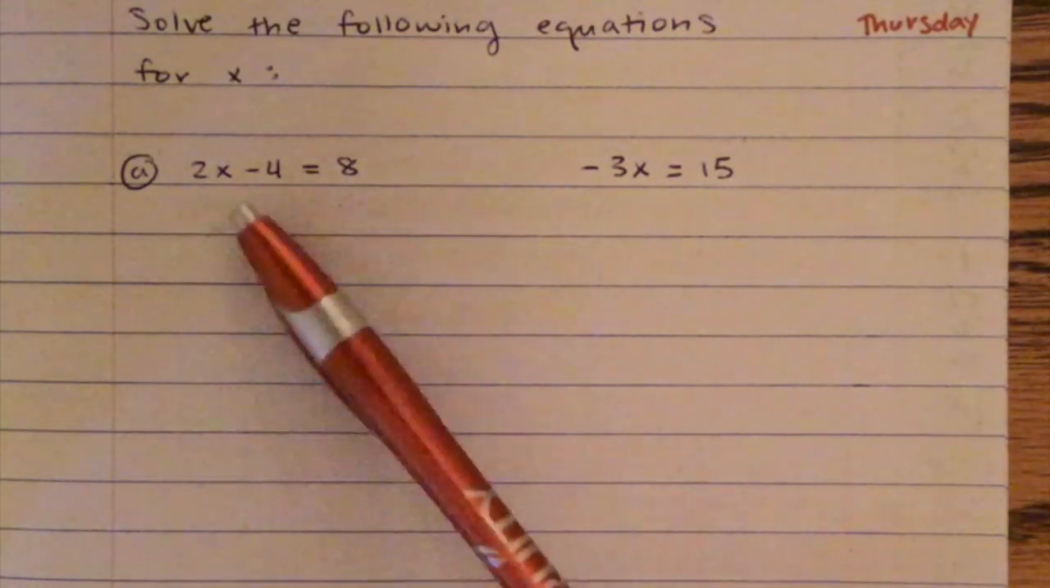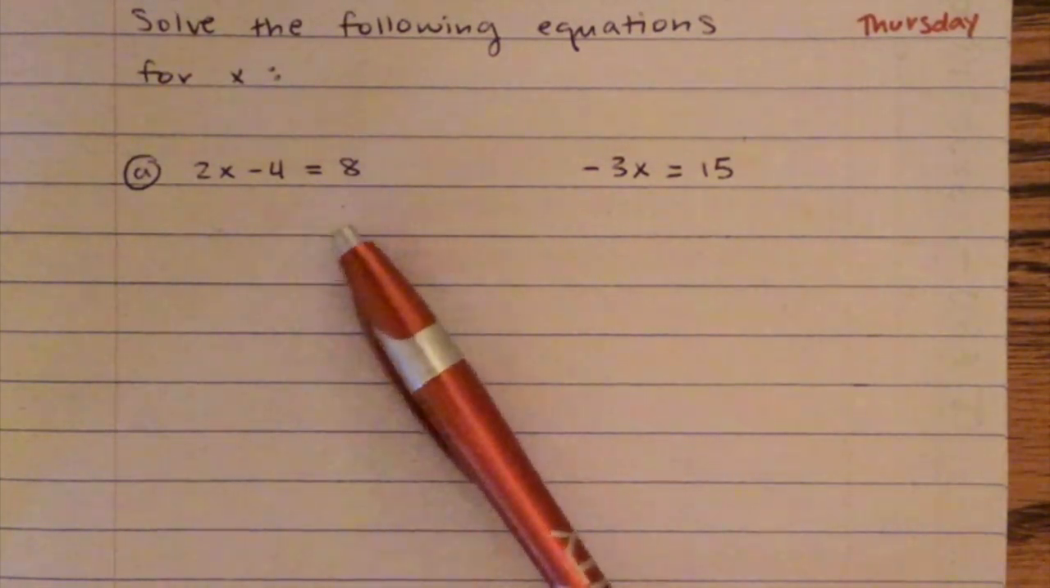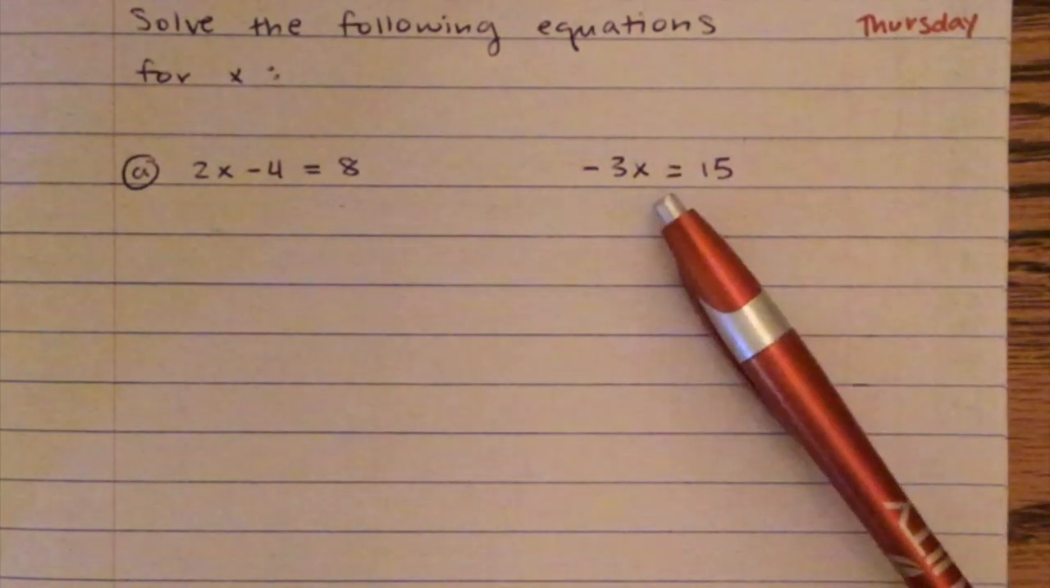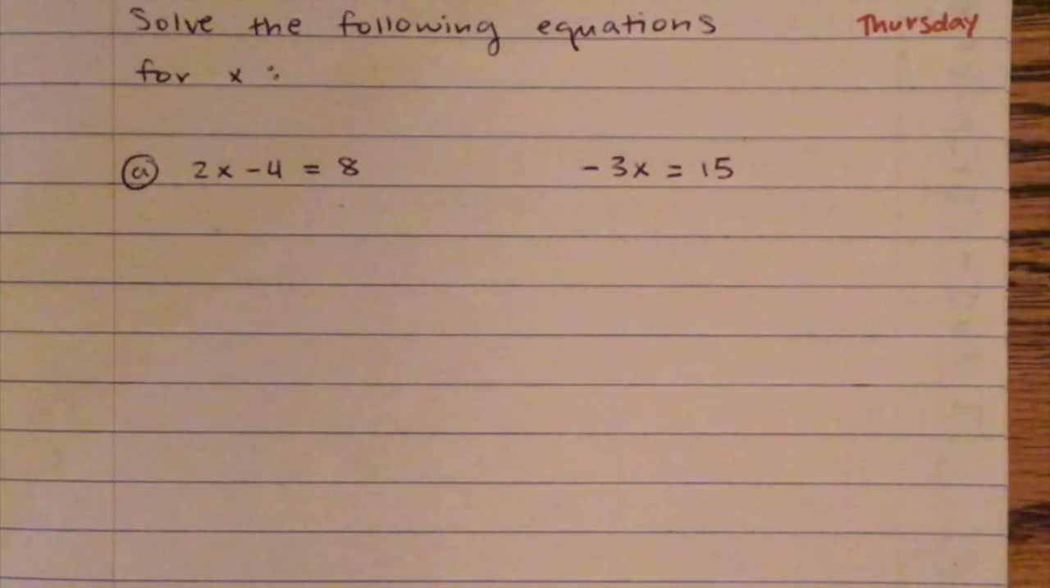Okay, we have two equations, 2x minus 4 equals 8, and negative 3x equals 15. So on both of those examples, I need you to move everything away from x so that your final answer is x equals a number. So please pause this video, go through, try to work these out, and then make sure you have the correct answers before moving on to my next instruction.